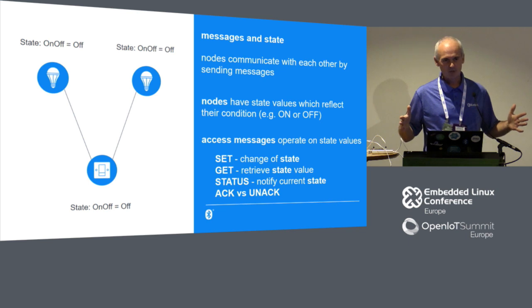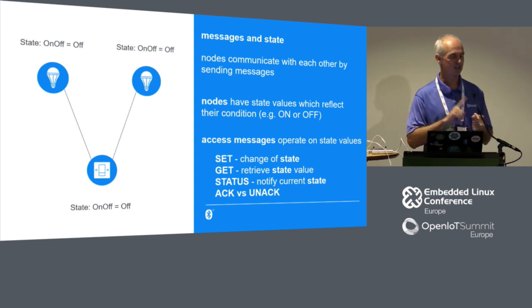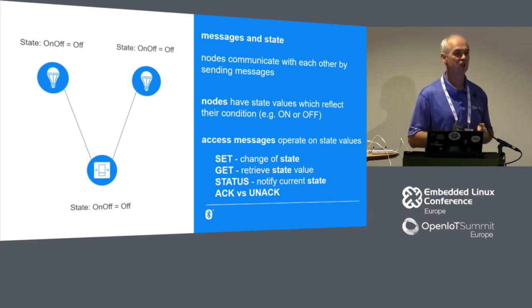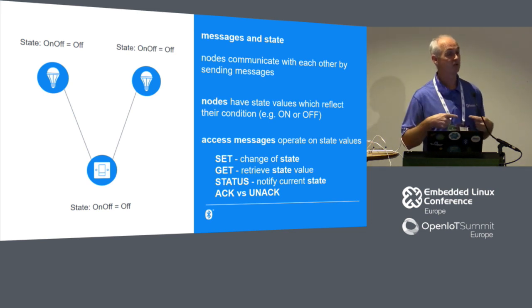Big list of message types, as I said, but they fall into different categories. We've got set messages, which will change a value. Two types of set I'll come on to. I can send a get message, and I'll get a reply that contains the current value of the state item that I'm targeting. And we have status messages, which are used to publish or announce a state value, or in replies to get messages.